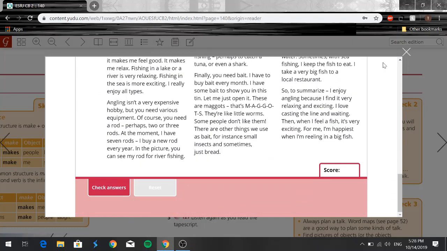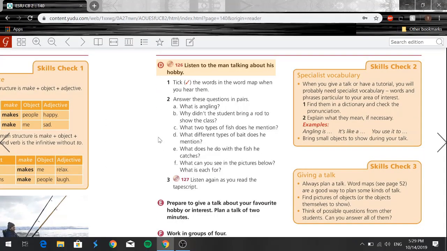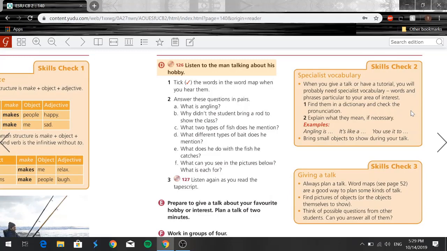Okay, so that was exercise D, you guys. Now let's go to skills check 2 here before we move on. So we have specialist vocabulary. So when you give a talk, right, or have a tutorial, you're gonna need something called specialist vocabulary. Now what is that? Well, these are words and phrases particular to your area of interest or something that you're talking about. If the topic that you're going to be talking about is something that you're interested in, you'll find yourself already familiar with most of these specialist vocab, right?